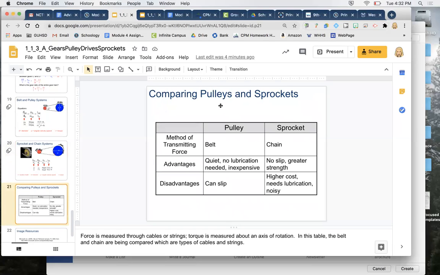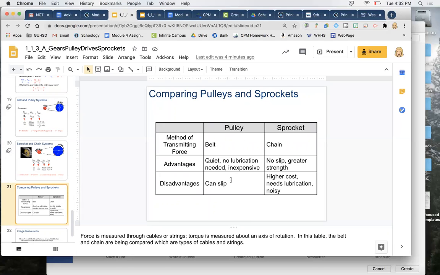This is the last little slide that I'll show here, comparing pulleys and sprockets. A pulley has a belt where a sprocket has a chain. The advantage of a pulley is that they're very quiet. Those are the belts in your car. They're not going to use a sprocket in your car because it would be very, very noisy. You don't want something clanking around.